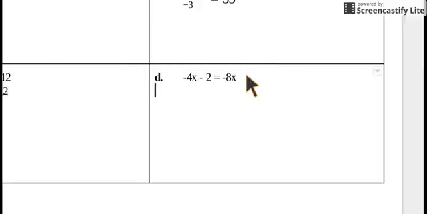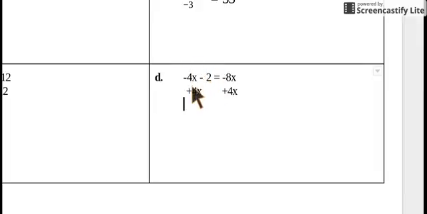From here, same idea. It's just a two-step equation. We want our variables on one side, our numbers on the other. Alone on this side is a variable, so we want the variable over here to join it. And the only way we can do that is by using the opposite operation. Right now it's a negative 4x, so the opposite of negative 4x is positive 4x. So we add 4x to both sides.